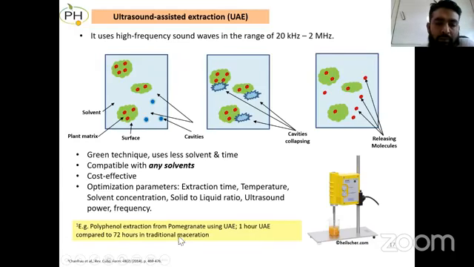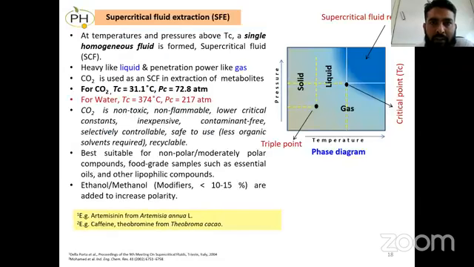Polyphenols, you are extracting polyphenols from pomegranate using this method. It takes 1 hour as compared to the 72 hours in the traditional maceration method. So you are saving your time, money, and everything.